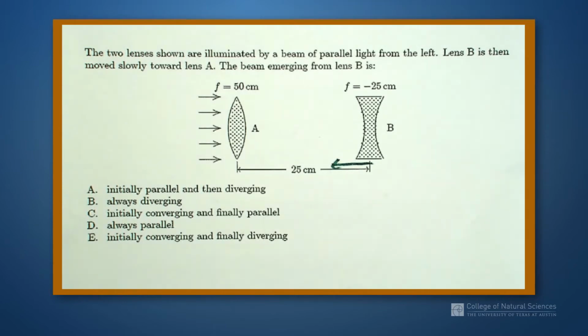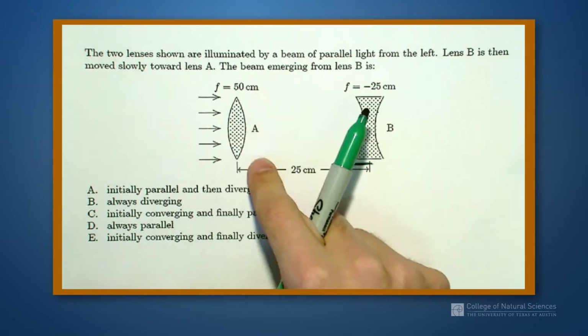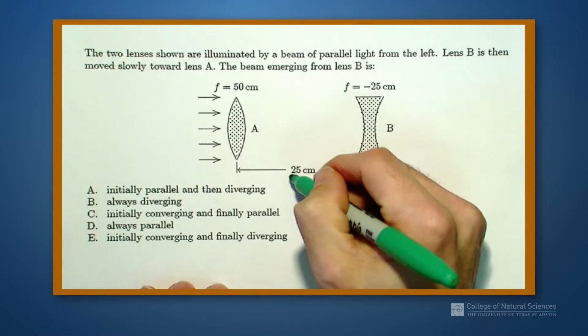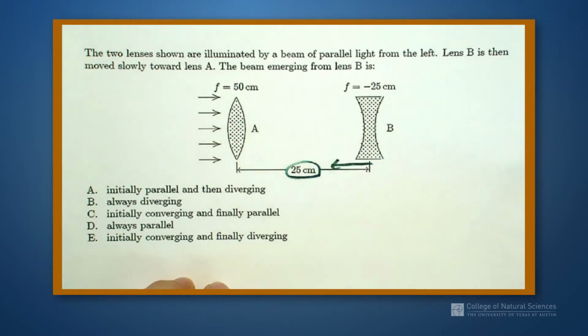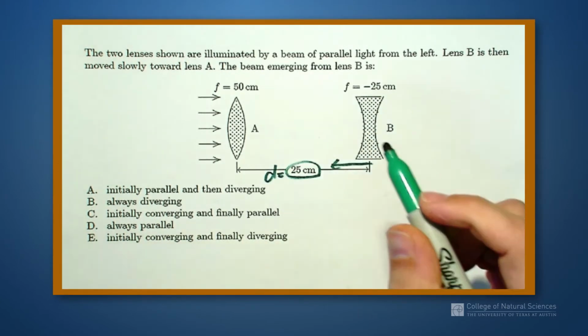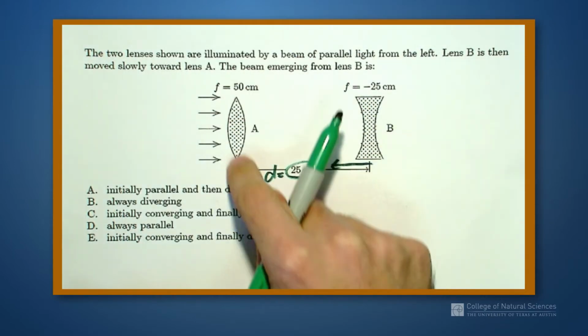So we got some answers like it's always diverging, it's always parallel, it's initially parallel, then diverging, converges, and then finally does something different. So let's try this. So what do we know? Well, in order to solve these problems, I always solve the first lens first and then the second lens. I'm going to be very careful of how I treat this distance d.